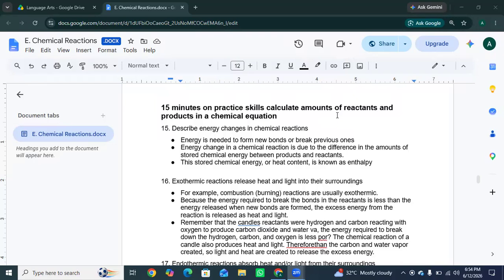Basically, every chemical reaction involves breaking old bonds and making new ones. The energy change in a chemical reaction is due to the difference in the amounts of stored chemical energy between products and reactants. Because reactants and products store different amounts of chemical energy, a reaction will either release or absorb energy.